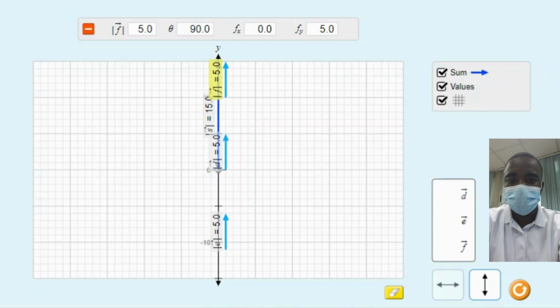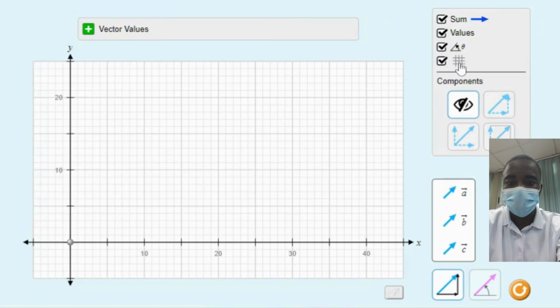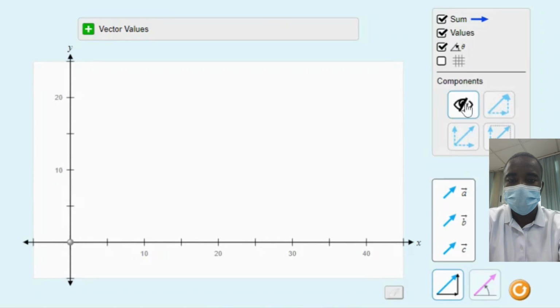The simulation provides visual representations of vectors in one dimension, allowing students to see how vectors add together. For example, if a vector A has a magnitude of 3 units to the right and a vector B has a magnitude of 2 units to the right, their sum will be a vector with a magnitude of 5 units to the right. This visual representation helps students grasp the concept of vector addition more easily.